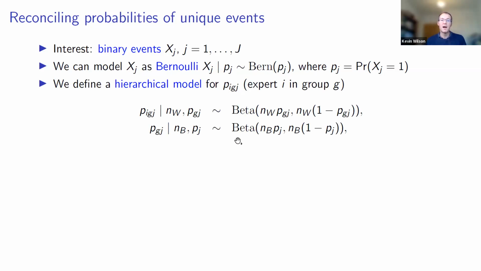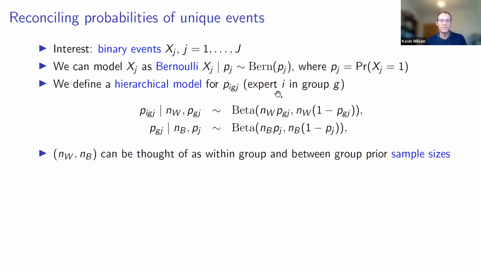And we can set up a similar hierarchical model as we did for continuous quantities. So now the probability from expert i in group g comes from, well, it's a probability, so a beta distribution is suitable. And we've parameterized this beta distribution so that these parameters have some nice interpretations. In particular, we can think of this n here as a within group sample size. So how much information is my expert using in order to give this probability? What equivalent sample size do they have in their head to base their probability on? So it's a sort of measure of their uncertainty.